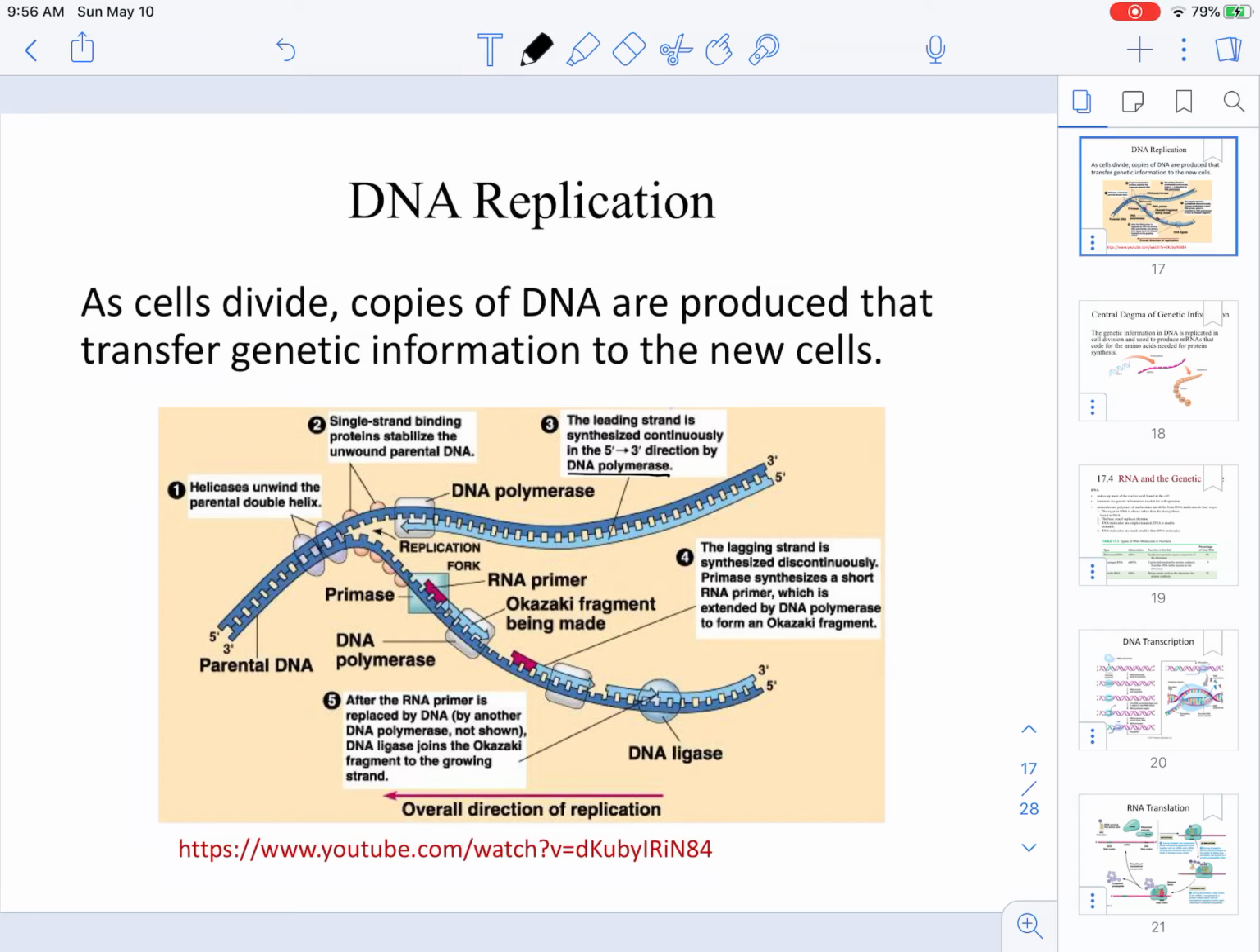In this video, we are going to be looking at how DNA is synthesized inside the cells, and we're also going to be looking at how other biomolecules are synthesized starting from DNA. So first, we are going to be discussing the process of DNA replication. DNA replication is an event that occurs when cells are dividing.